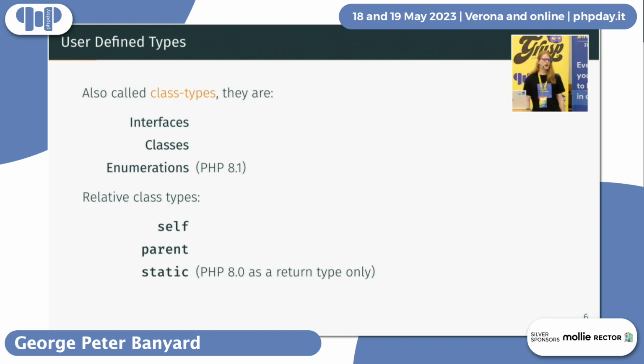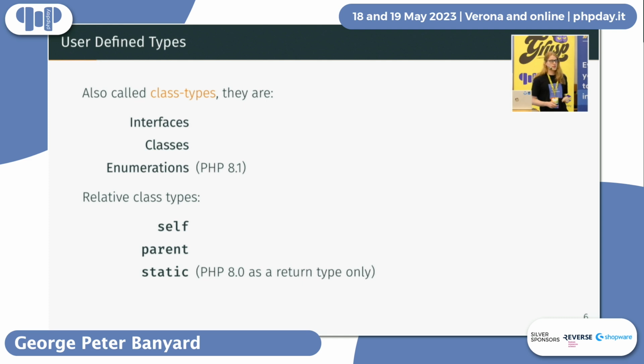User-defined type classes are the types that you probably all use and which are the most useful. We also call them class types, and they are all of the interfaces, all of the classes, and since 8.1, enumerations. And within these class types, we have relative class types. So you can either type something to be self, something to be parent, or something to be static as of 8.0. Now, I'm not sure why you would ever use the parent type declaration, but you can technically do that.